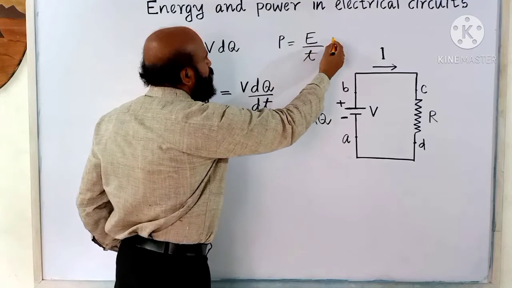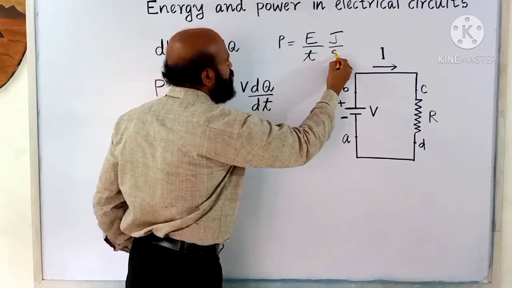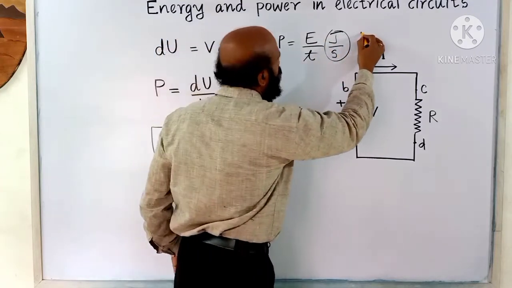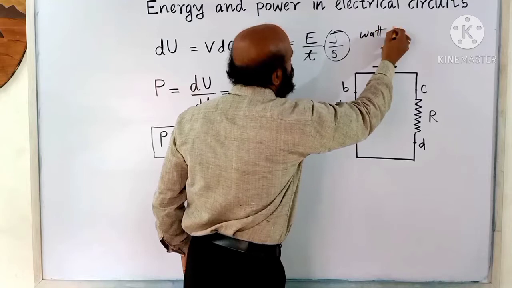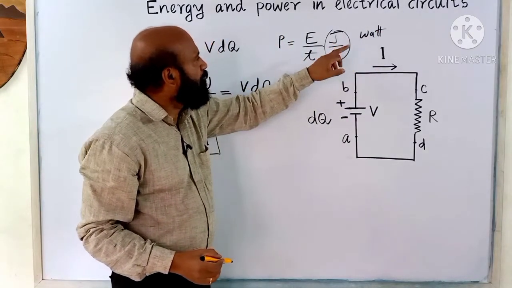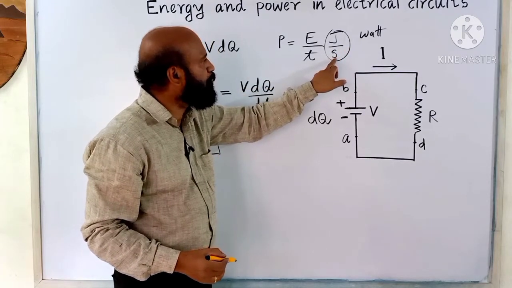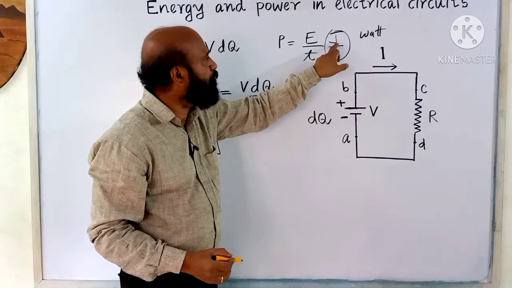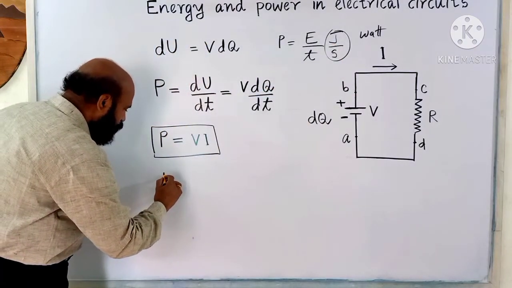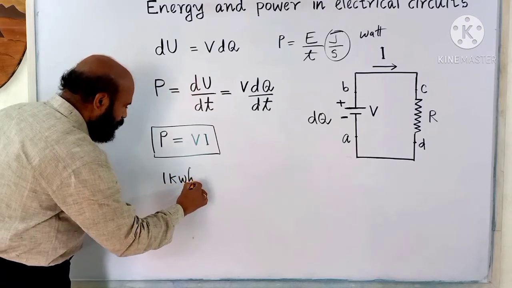Energy is measured in joule. Time is measured in seconds. So joules per second is watt. So power is measured in watt. When power is measured in watt and time is measured in second, energy will be in joule. But another practical unit is there, that is kilowatt hour. Now let us see what is 1 kilowatt hour.